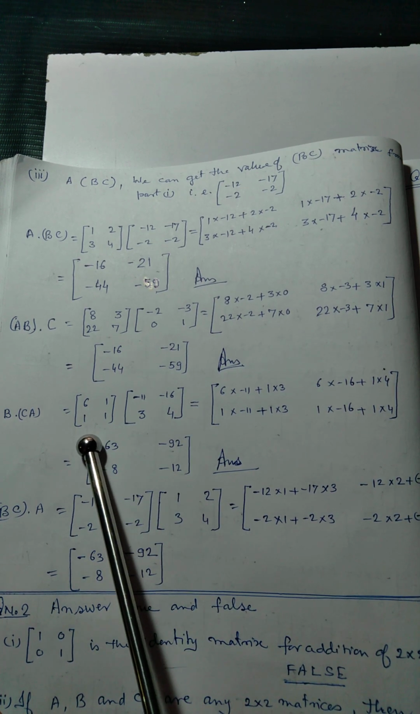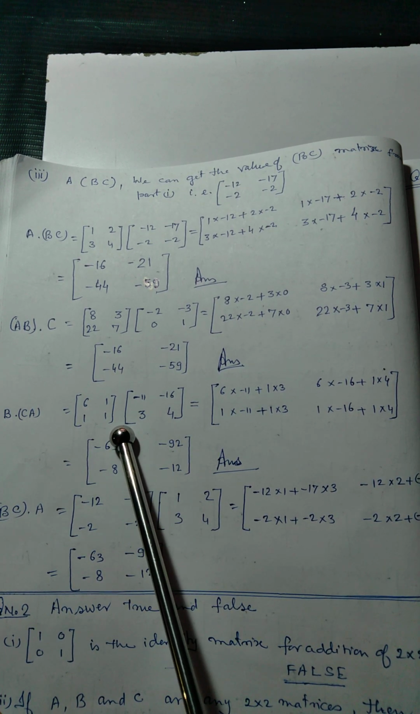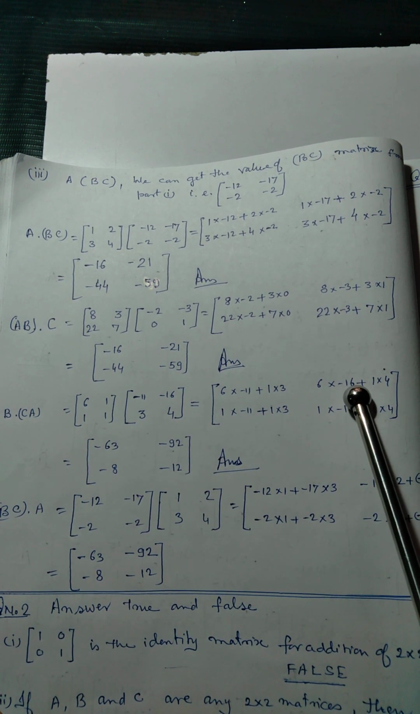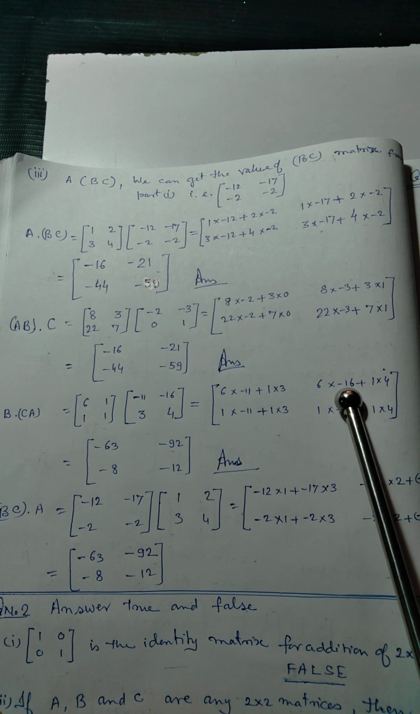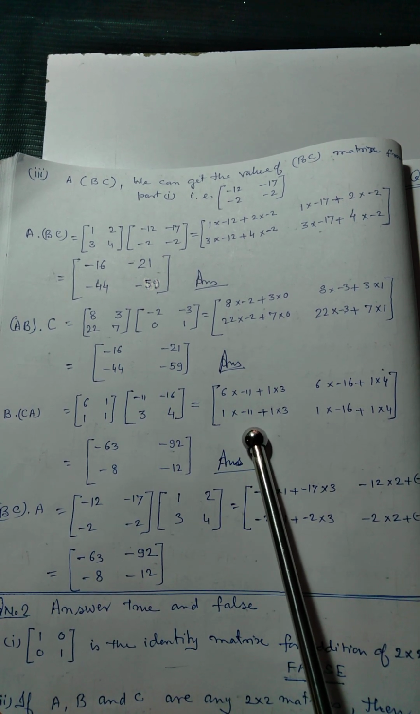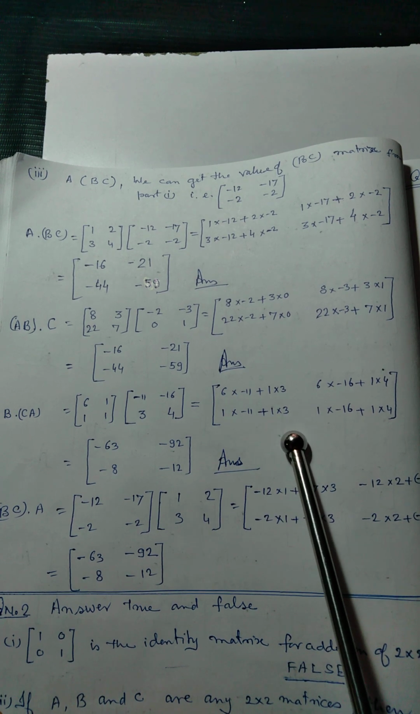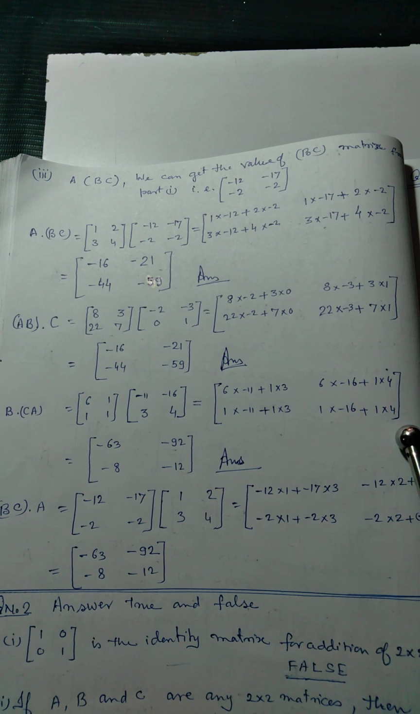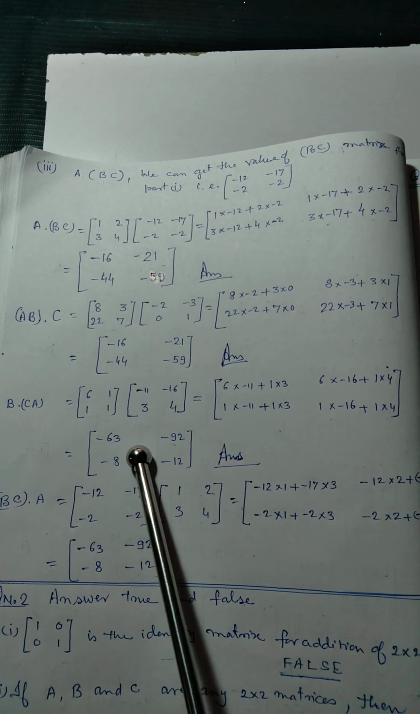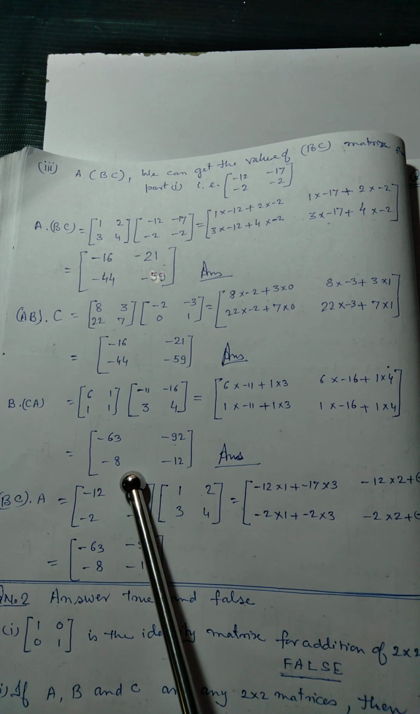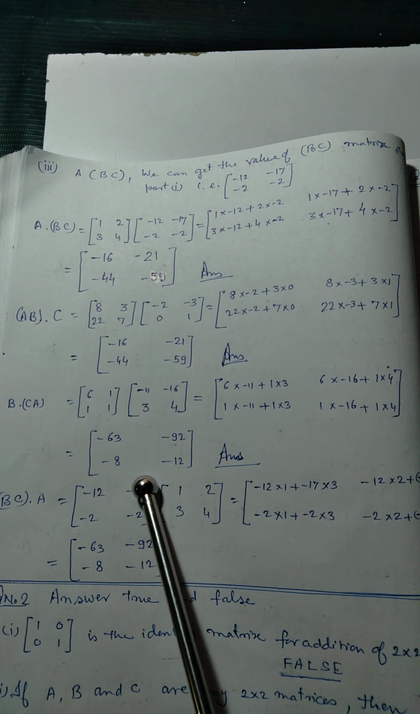Now again, 1 will be multiplied to minus 16. Minus 16 I have written here. Sorry, 1 into multiplying minus 11, 1 into 3. Next is 1 into minus 16 plus 1 into 4. Solve it, you will get minus 63, minus 92, minus 8, minus 12.